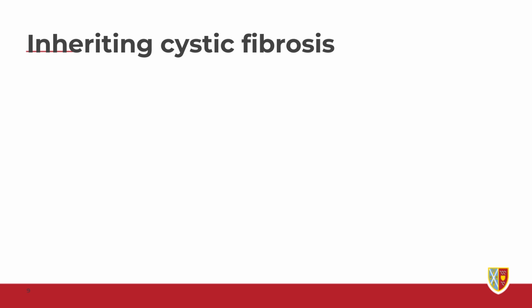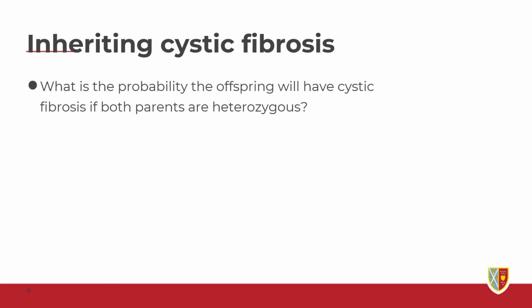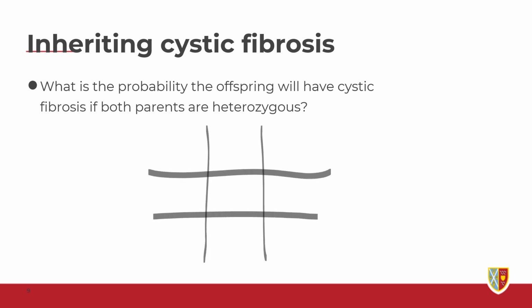So inheriting cystic fibrosis, like we've just mentioned, if both parents are heterozygous, that means both parents have a capital F and a lowercase f. So if we start with our Punnett square, if we have a look at drawing our noughts and crosses board like this, okay, and then we're going to say that both parents are heterozygous, so that's two different. So they have a capital F in one box and they have a little f in another box.